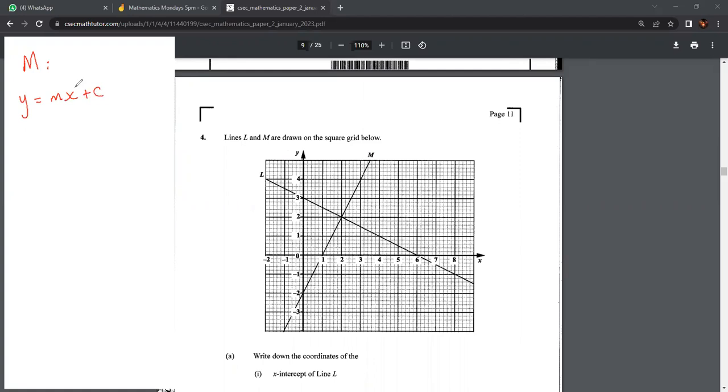Right, so you want to find the equation of line M in the form of y is equal to mx plus c. To find the equation of a line, you need m and you need c. In order to find m, I need 2 points on the line. So you look at the line M, and let's look at 2 points on this line. Now I like to look for where it's at an intersection so that I can easily read it.